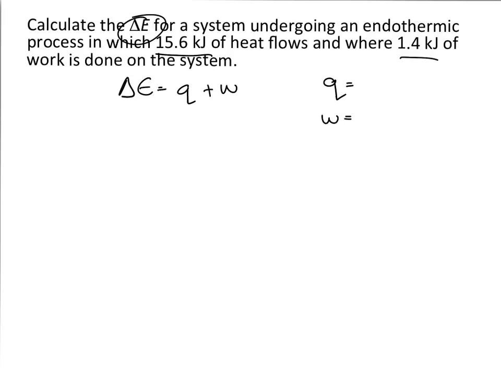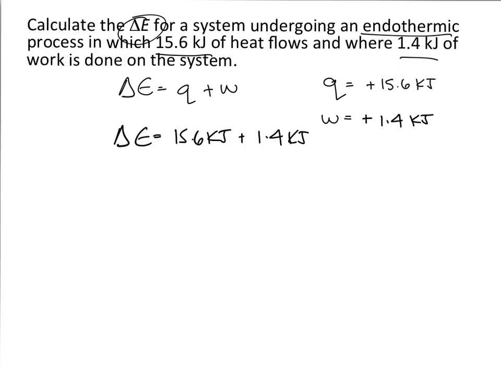So Q in this case is going to be a positive 15.6 kilojoules, because the system is absorbing heat since it's an endothermic process. And our work value is also going to be positive because the work is being done to the system. So we're going to take these values and plug them into our equation. 15.6 kilojoules plus 1.4 kilojoules is going to give us a delta E equal to 17.0 kilojoules. So that's the internal energy of the system.